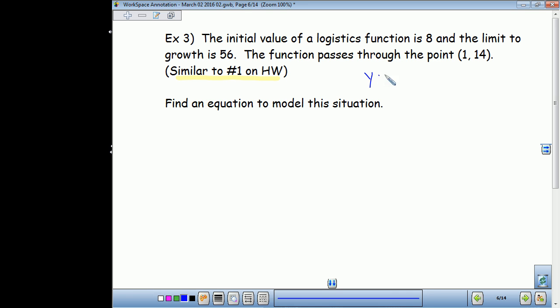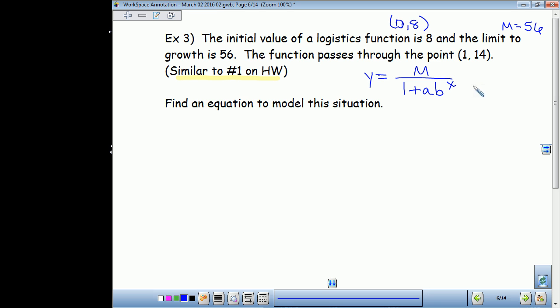Okay, so the 2 equations we have going, we're going to choose the easier one to model. The initial value of the logistic function is 8. So that means at time 0, our value is 8. Does that make sense? Okay, the limit to growth is 56, so that means that M is 56. And then it says the function also passes through the point (1, 14). So with all this information, we can find everything that's missing. We have 1, 2, 3 things that are missing, and they gave us 3 pieces of information.